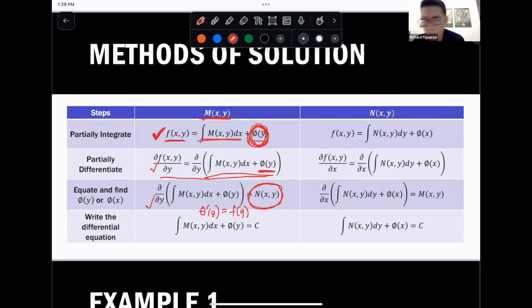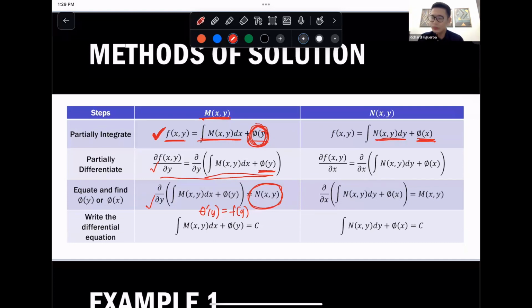So kung ang pinili mo naman is n of xy, baligtad naman. Ang i-add mo is phi of x instead of phi of y. After partially integrating, we partially derive it with respect to x as opposed to y. Then the answer of the second step, we equate it with m function of x and y. And once we equated it, we write our differential equation.